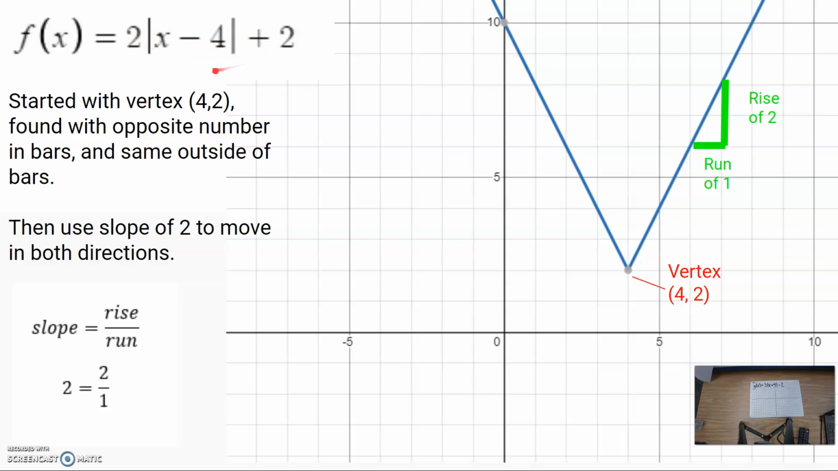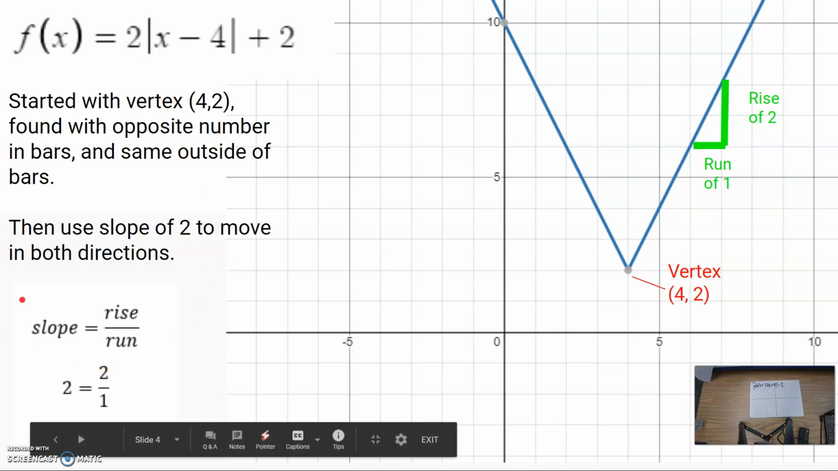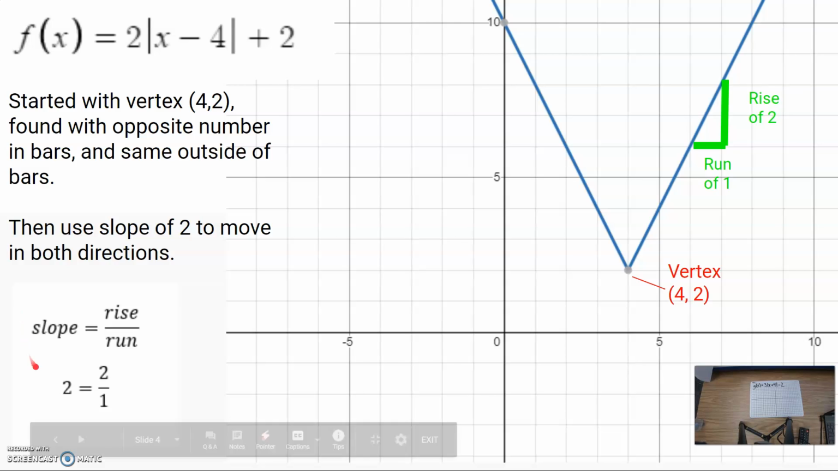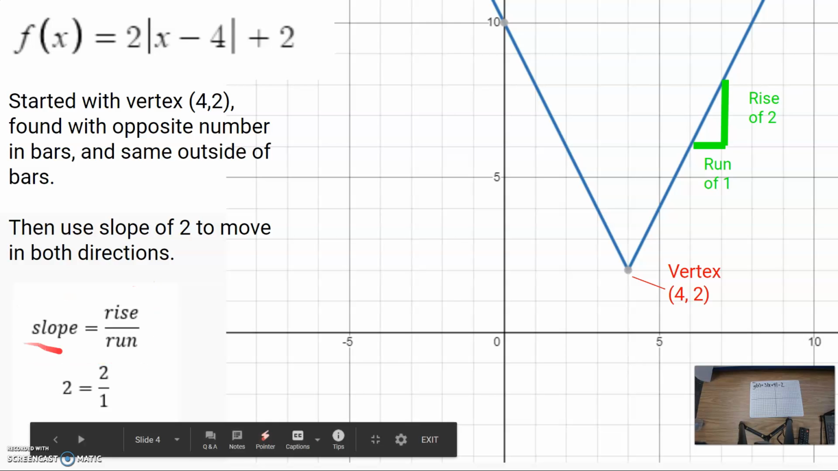So this equation is telling me that my vertex is at (4, 2), right here. 4 over and 2 up. And the number in the front, the 2, is telling me my slope. If you remember from y equals mx plus b, slope is rise over run. If it's a whole number, you can always write it as that number over 1. So this is telling me that from my vertex, I'm going to be going up 2 over 1.